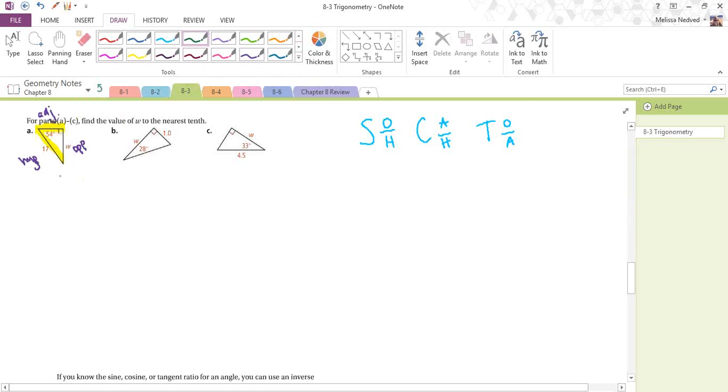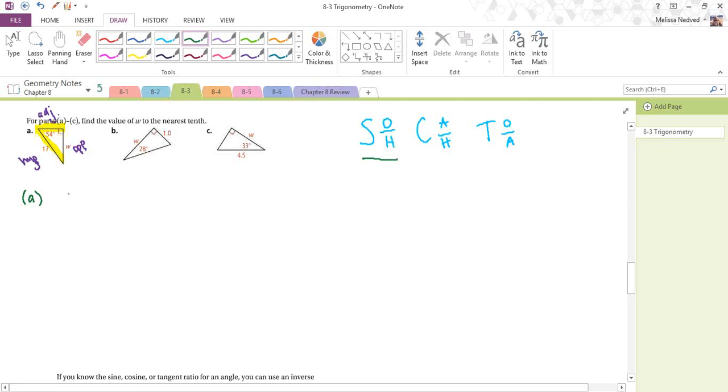Now, I need to decide which trig function I'm going to use. I'm looking for W, that's the opposite, and I've got to see what I am given. Notice the adjacent side here, this top side, I don't know the length of it. I do know the length of the hypotenuse. So I'm looking for the opposite, I know the hypotenuse. Which trig function uses opposite and hypotenuse? Sine, cosine, or tangent? Opposite and hypotenuse is only listed here for sine.